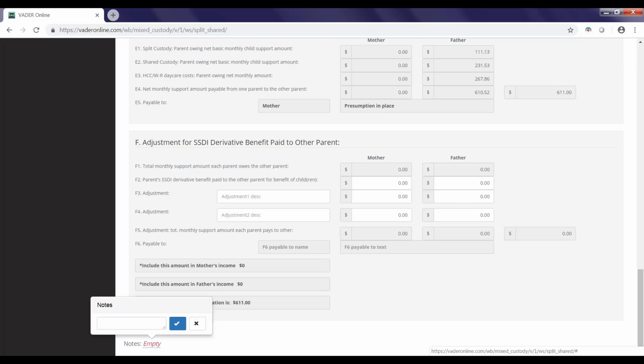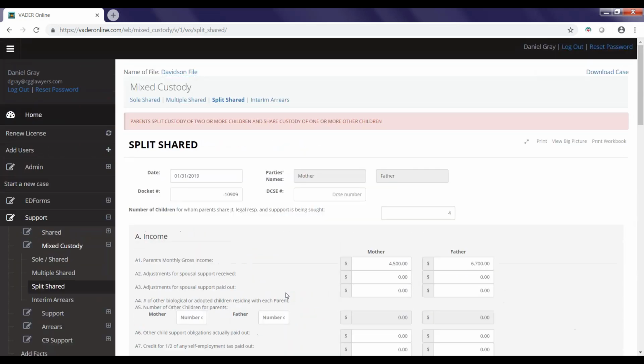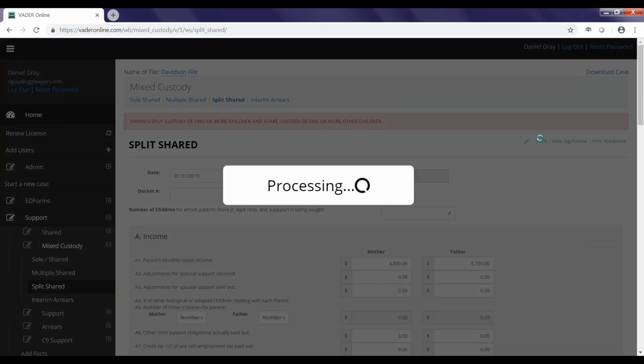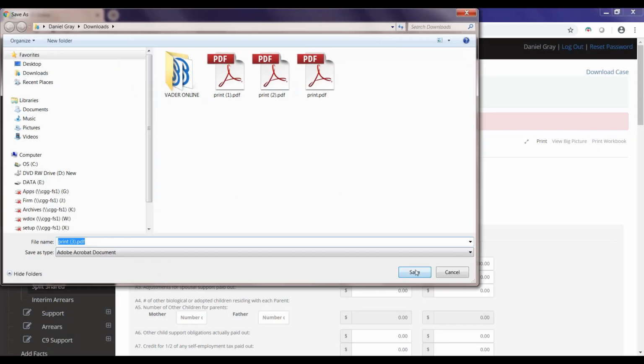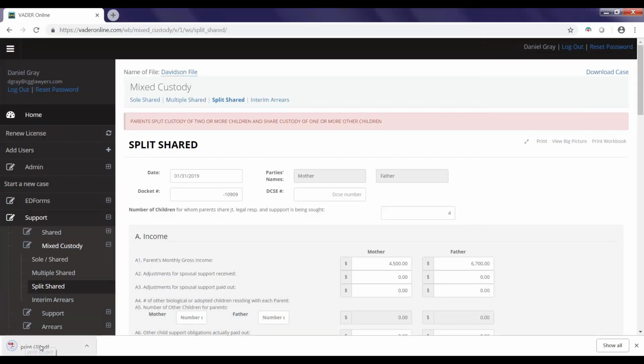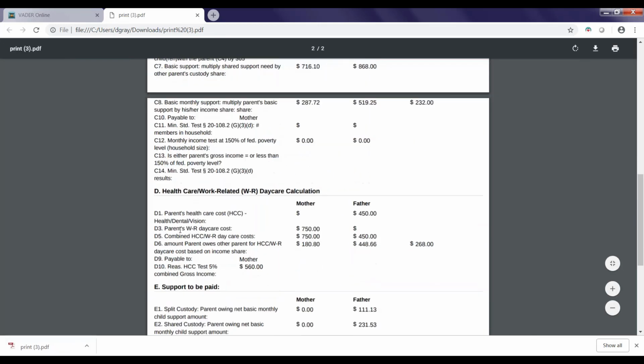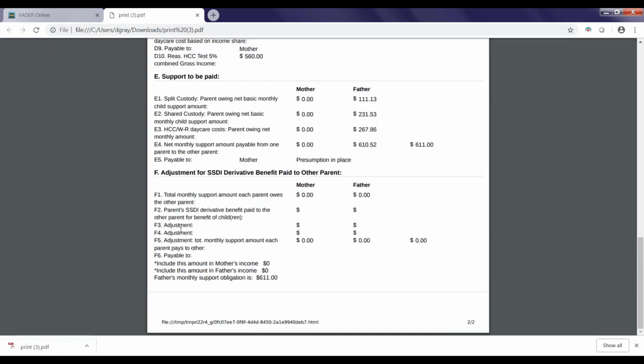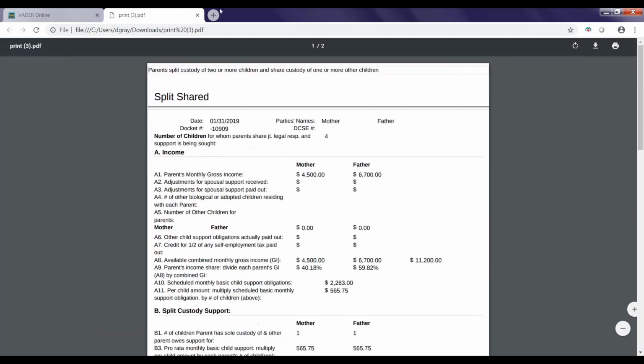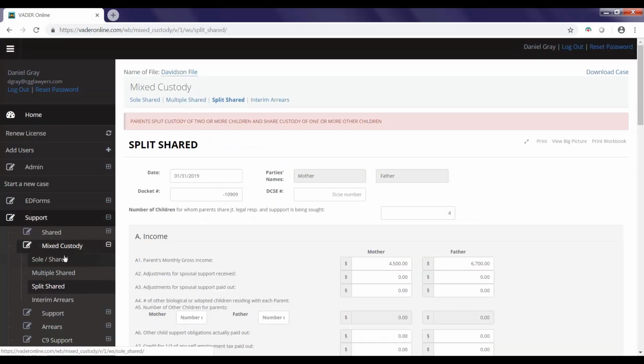Again, you've got your notes feature if you need to make any notes on any of the calculations. And when you print out this particular worksheet, again, a fairly complex worksheet, you've got a 2-pager. All right, so that's how you calculate the mixed custody guidelines. Again, you've got sole and shared, multiple shared, and split shared.